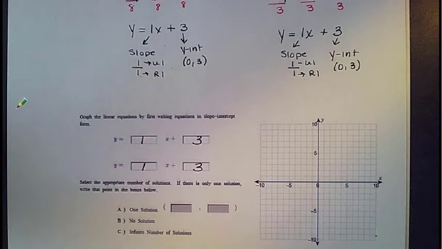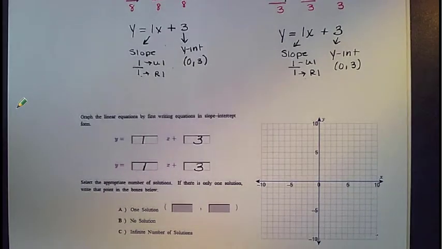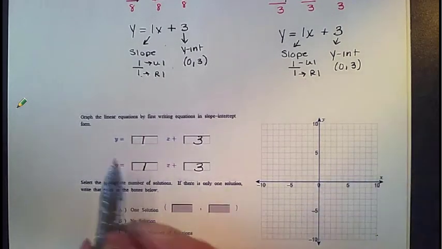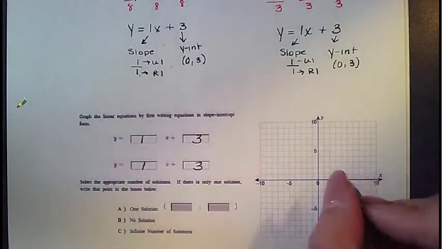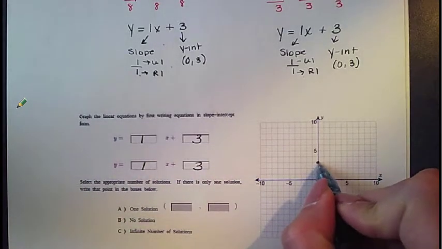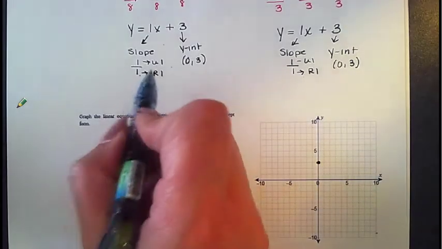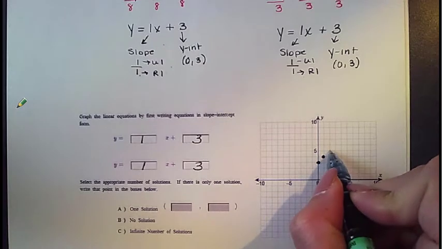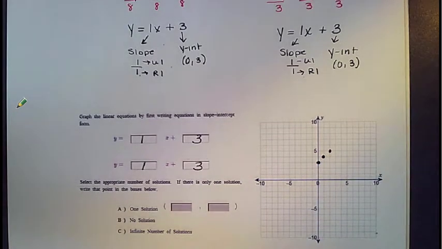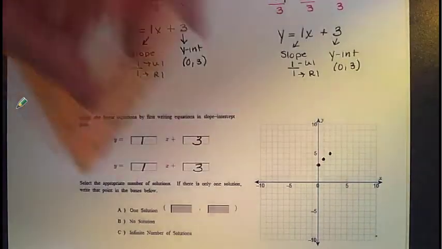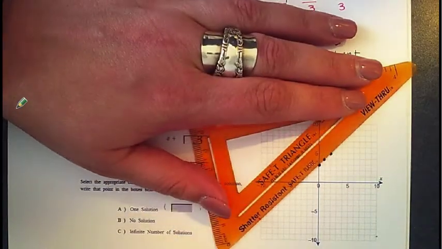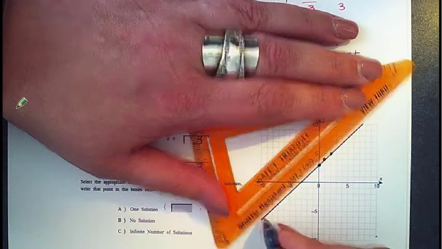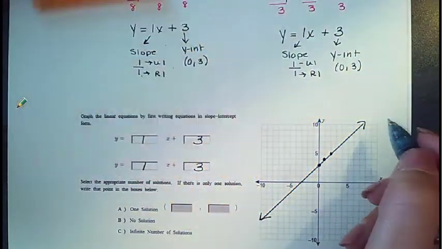And like we've talked about, if you're doing your homework online, it's going to go ahead and graph those for you, but if we're doing it by hand, which I'm doing right now, we need to actually graph these two lines. So starting with our first line here, the y equals 1x plus 3, I'm going to go up 3. And then my slope tells me I'm going to go up 1 and to the right 1, so up 1 to the right 1. And again, I can do that multiple times. And I'm going to take this and I'm going to draw my straight line across. And there's my first line of y equals 1x plus 3.